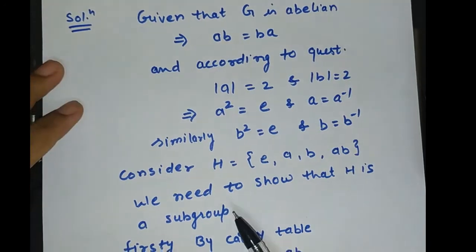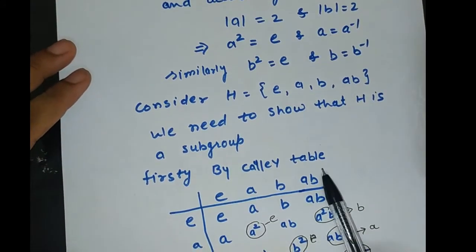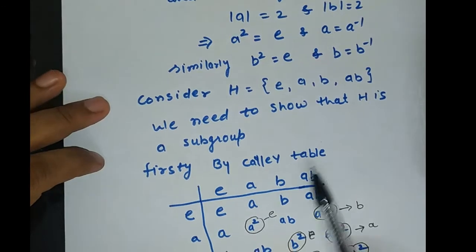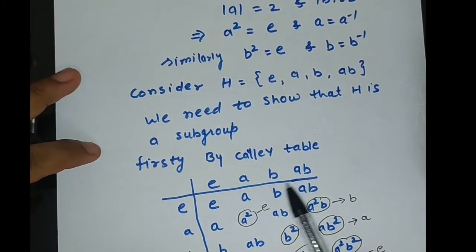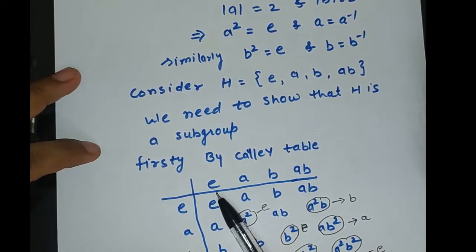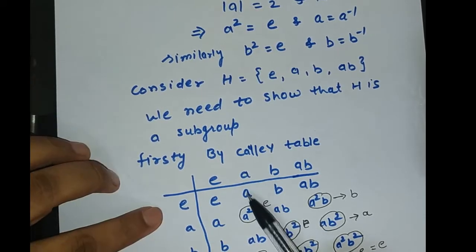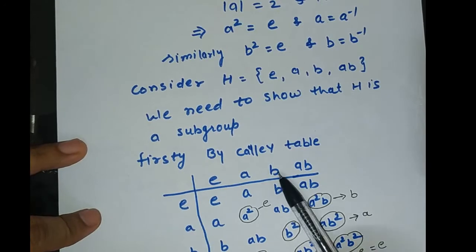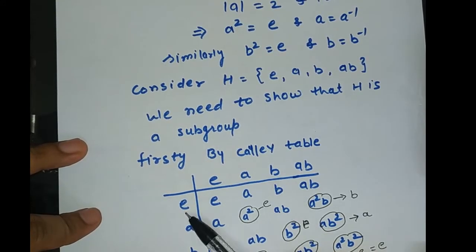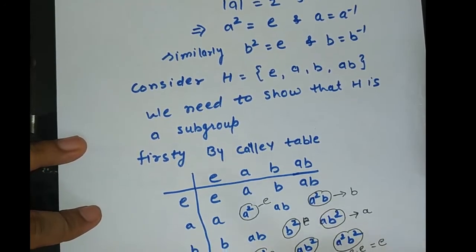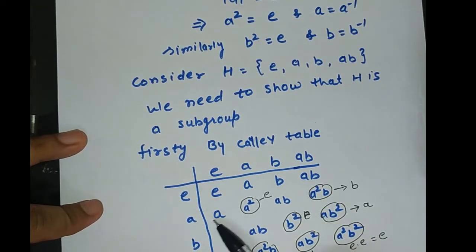So first of all, we are defining here the Cayley table. In the row, the elements are E, A, B and AB. In the column, these elements E, A, B and AB. So E operated with E gives E, E with A gives A, E with B gives B, and E with AB gives AB. Now A into E is A.